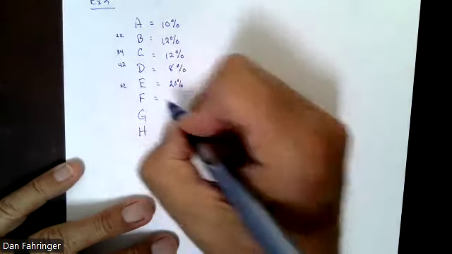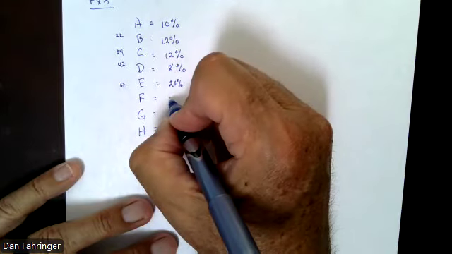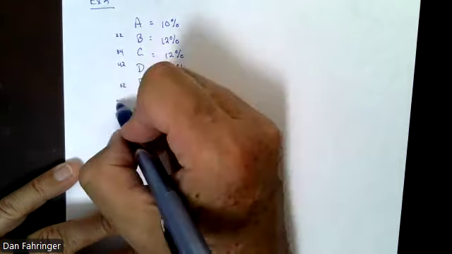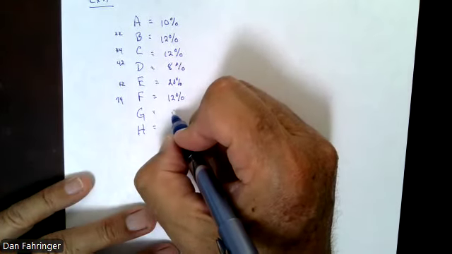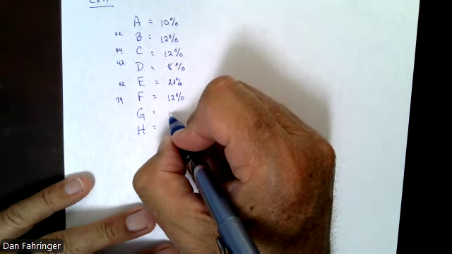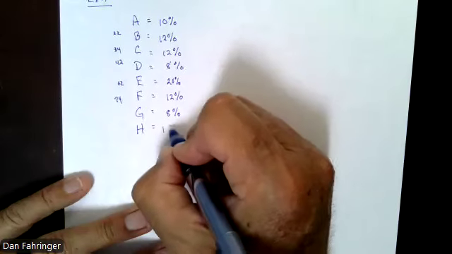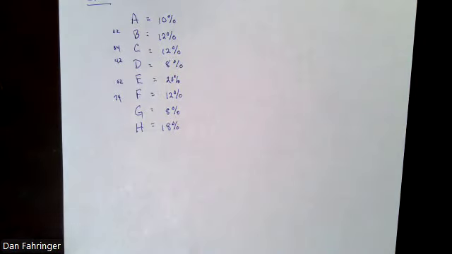F, 12%. Another 12. That gets me to 74. G, 8%. It gets me H, 18%. Okay.